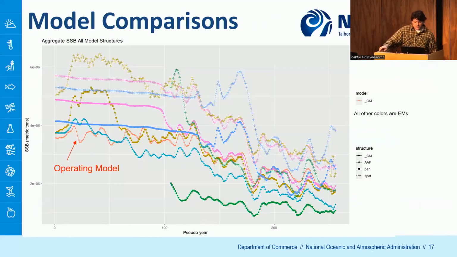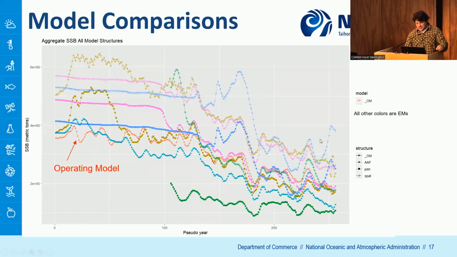In terms of results, model comparisons, I'm just going to be a little bit quick here, just to state a few things, because this is certainly preliminary. In this figure here, we have the operating model, which is the orange coming across here, and this is for an aggregate model, so across aggregated SSB. And what we have is the solid lines are single area models, and the dashed lines are spatial models.